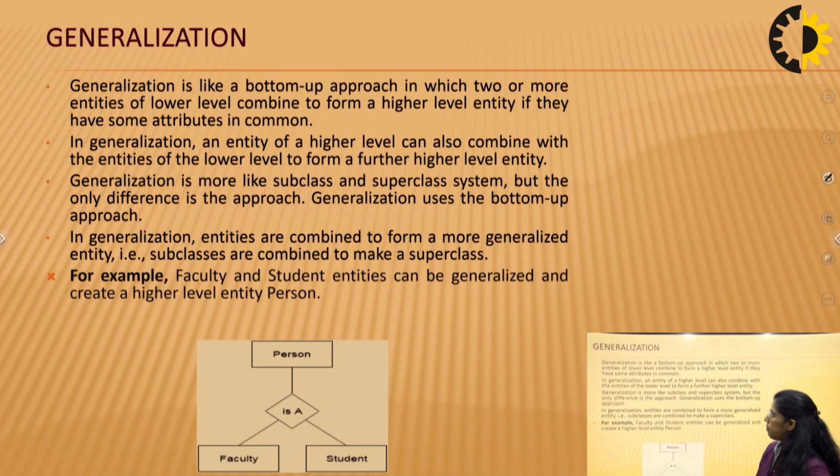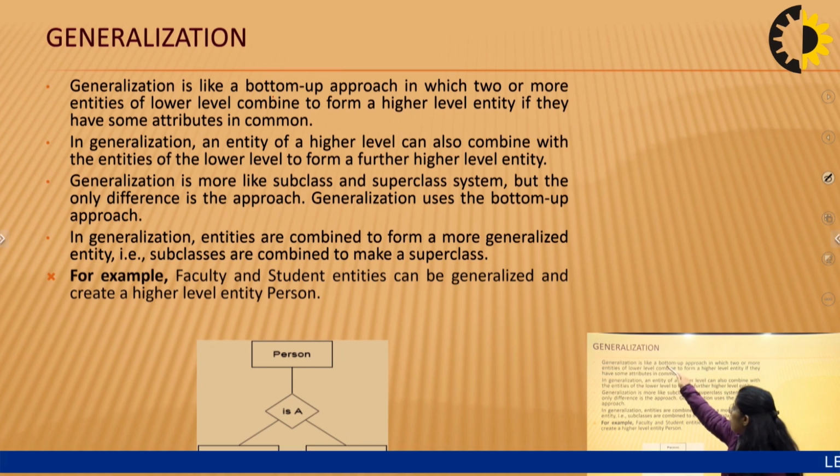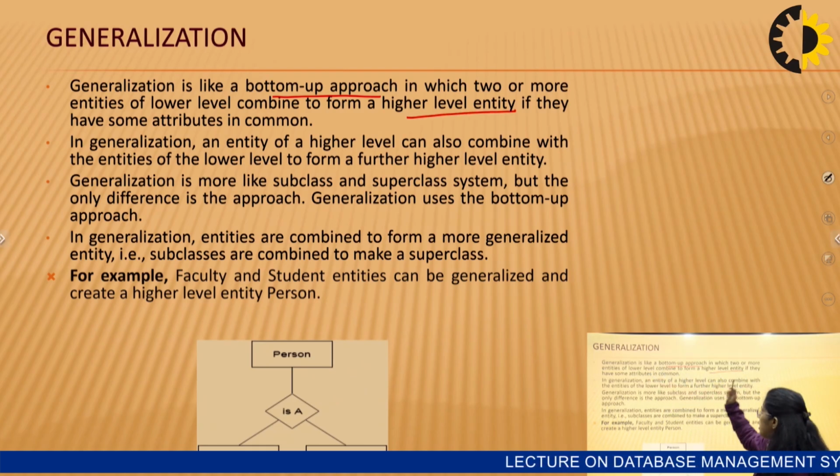These are nothing but relationships only. Next topic is generalization. It is a bottom-up approach in which 2 or more entities of lower level combine to form a higher level entity.